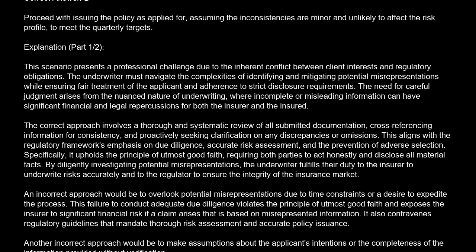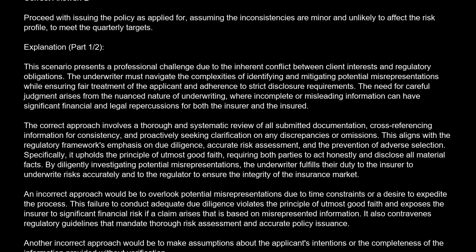The need for careful judgment arises from the nuanced nature of underwriting, where incomplete or misleading information can have significant financial and legal repercussions for both the insurer and the insured. The correct approach involves a thorough and systematic review of all submitted documentation, cross-referencing information for consistency, and proactively seeking clarification on any discrepancies or omissions. This aligns with the regulatory framework's emphasis on due diligence, accurate risk assessment, and the prevention of adverse selection.